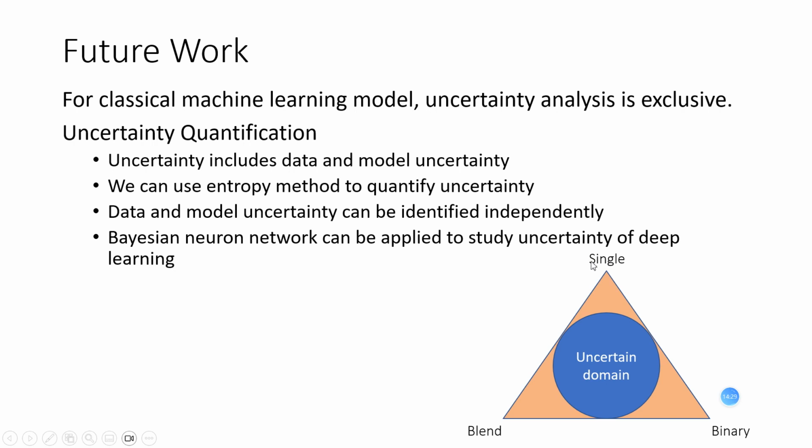If we consider the three scenarios, like single, blend, and binary cases, if we drop in this domain, it will be an uncertainty domain. However, if we use a Bayesian neural network, it can be applied to study the uncertainty of deep learning, because it can give you Bayesian inference, statistical inference, which cannot be offered by the traditional machine learning model. So it could be a next step.